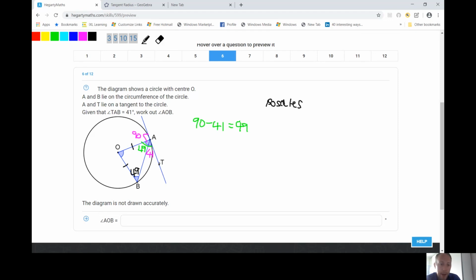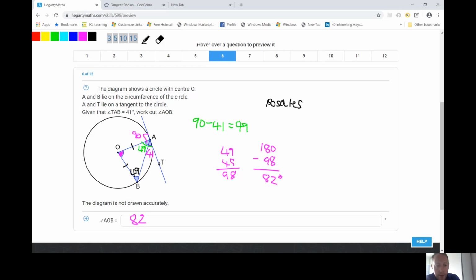And then I need to find AOB. So I've got to find out this angle. To do that, 49 add 49 is 98. And then angles in a triangle add up to 180 degrees. I take away 98 from that. If I take away 100, that would be 80. Add 2 on, so that's 82 degrees. So AOB will be 82.